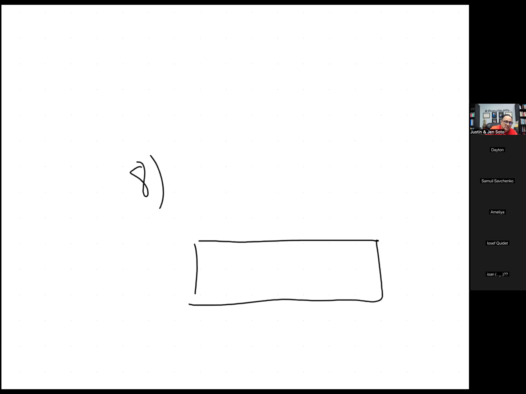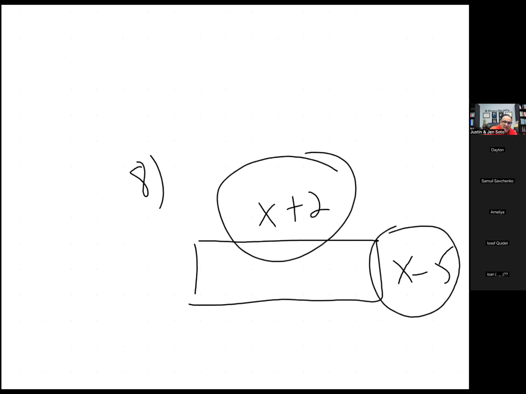For number 8, it looks like it's a rectangle, and it looks like this. X plus 2, not to scale, and x minus 5. Maybe it is the scale. I don't know. So you have to multiply. Here's a plus and a negative. Be very, very careful. We haven't even done one of these yet. Just multiply this times this and get an answer. Let me know if it's A, B, C, D, or E.